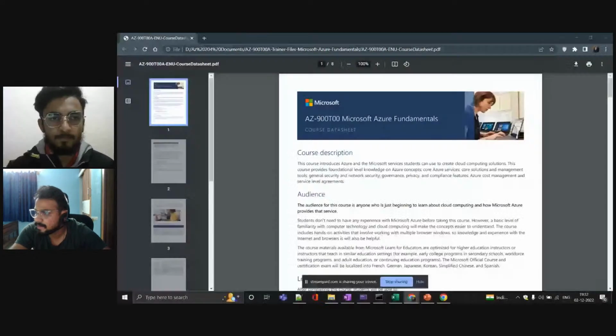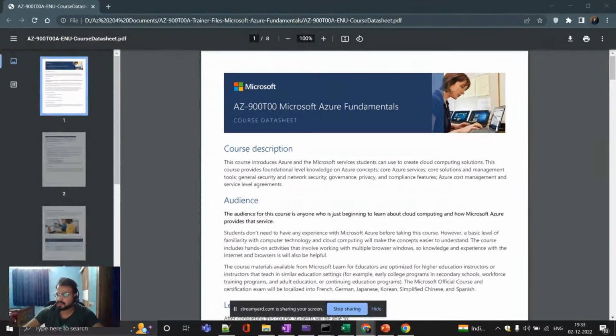Yep. So I'll be sharing my screen. Just let me know if you can see the screen. Okay, can you see my screen? Can anyone just type in? Yep, perfect. So my screen is visible now.